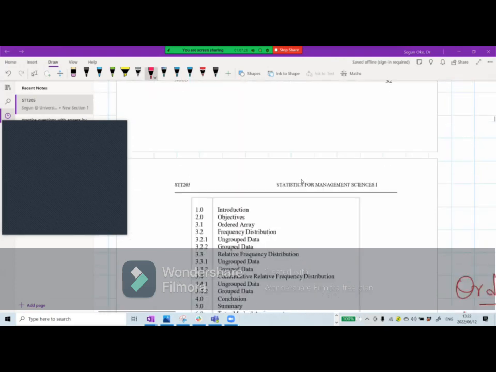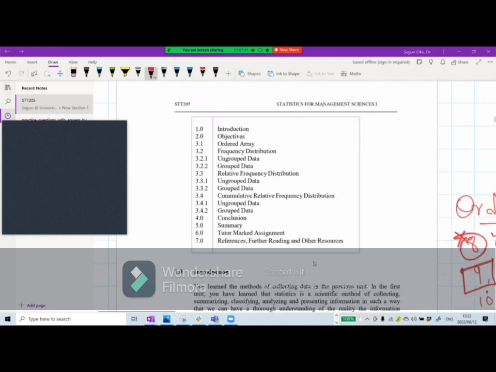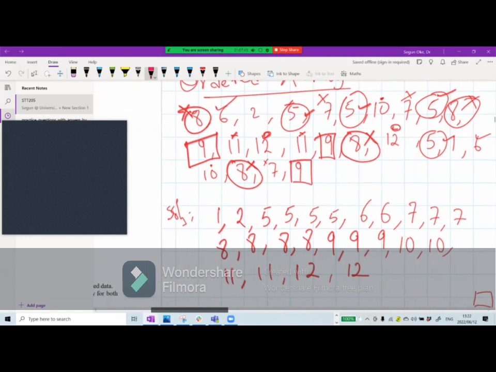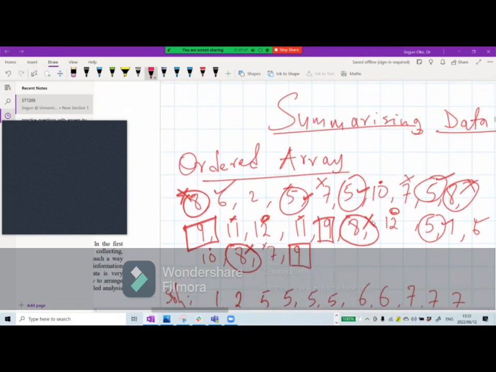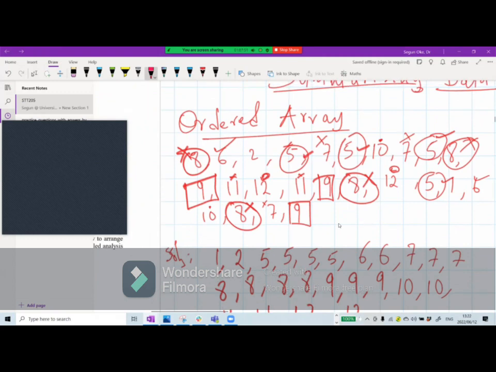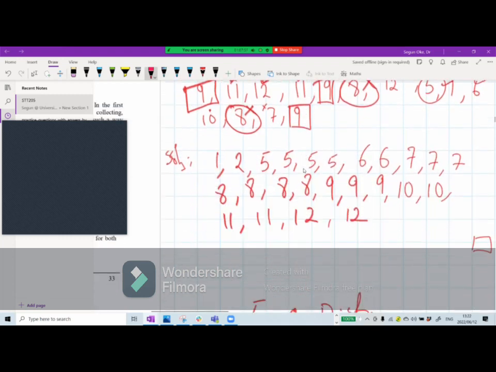Okay, we move on quickly to frequency distribution table where we have grouped data, ungrouped data, relative frequency distribution. All these things are very important. Now, you remember this example when we did something on the birthday. We can easily do that. We can rearrange these before you solve them.